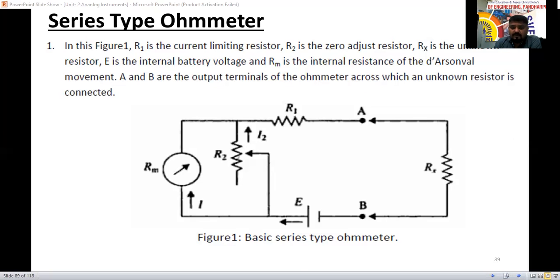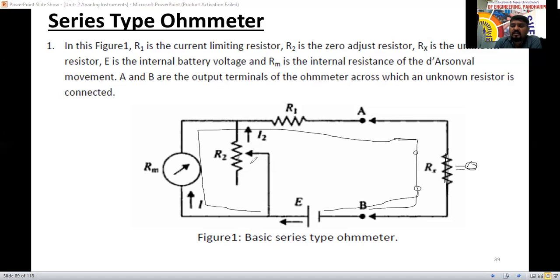We'll start the flow here. Suppose this unknown resistance is zero. What will happen? The current will start to flow. If the resistance is zero, will the current flow or will it be blocked? It will flow. If there is no resistance at all, it acts as a short circuit. The resistance is zero, meaning it acts as a short circuit, so maximum current will flow.